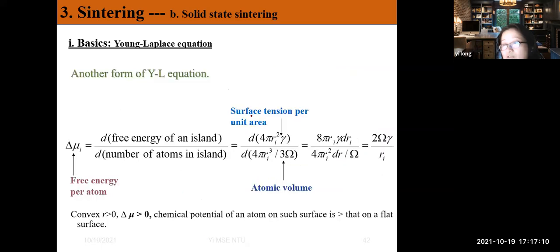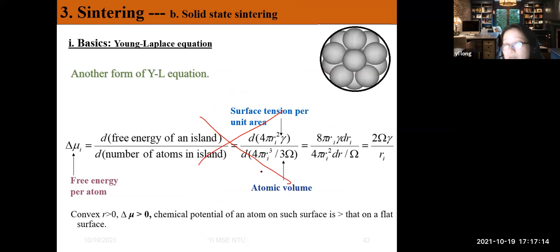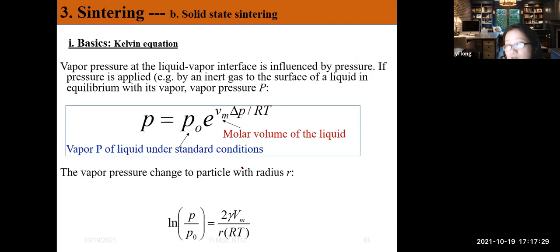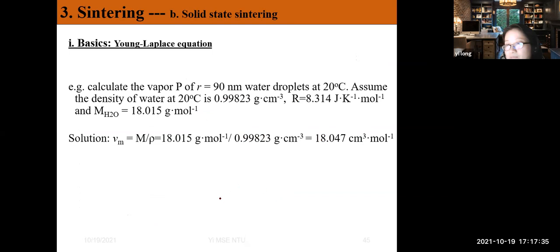All derivation is not required. I mean the derivation itself is not required. I'm not saying this equation is not required. This equation is so important, because this is the essence of the whole course. And again, these are not needed. No need, no need also.